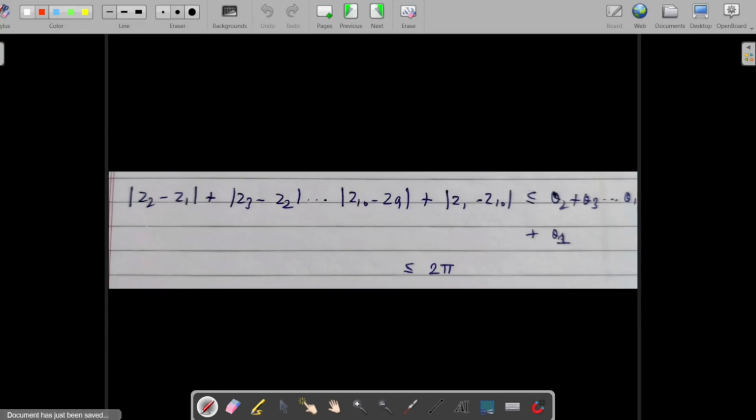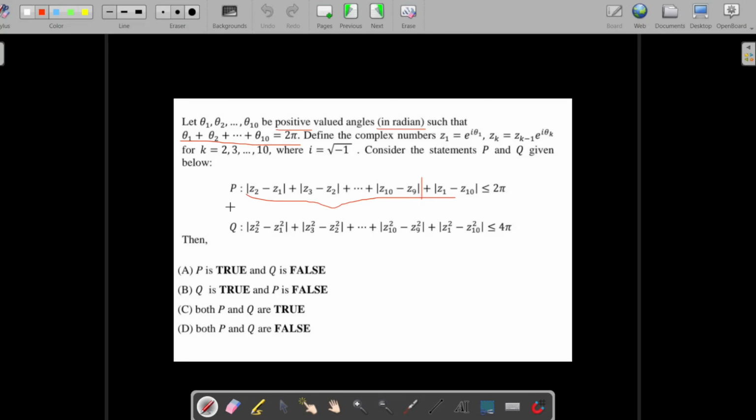So what we will get is, the left hand side would be what the question was asking, and it is less than or equal to the sum of all these angles. The sum of all angles is 2 pi. So this entire term is less than or equal to 2 pi. So this statement is true. Similarly, if you notice, we just have a factor of 2 here, and this factor of 2 can come from this, because it is a polar form.